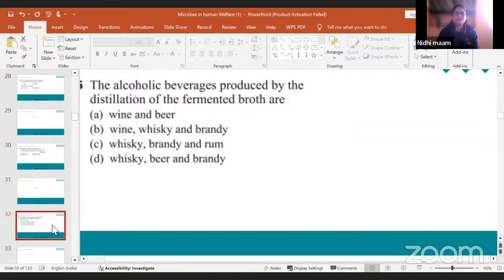Next question. The alcoholic beverages produced by the distillation of the fermented broth are.